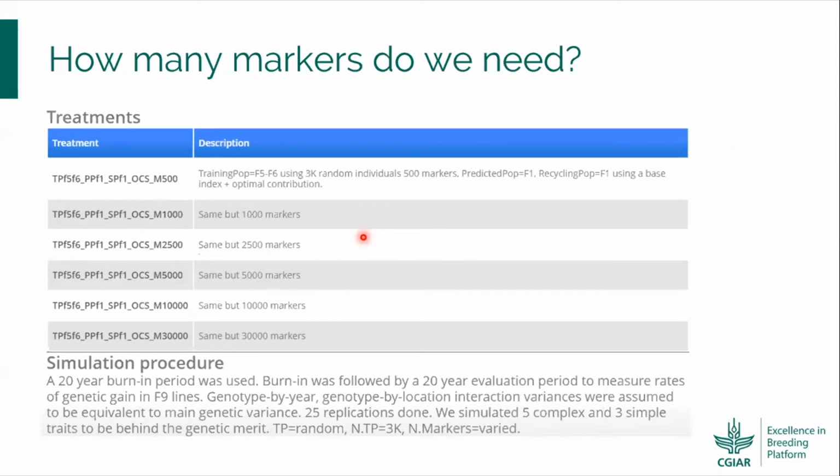As we were talking about genomic selection, we're building the training population from the stage 1 and stage 2 materials produced at F5 and F6 in the BEANS program, then predicting the F1s and using those individuals to select parents. We were also using OCS, or optimal contribution, basically putting some weight on genetic variance to ensure longer-term genetic gains. And then what we were varying is the number of markers: 500, 1,000, 2,500, 5,000, 10,000, and 30,000. And let's go to the results.